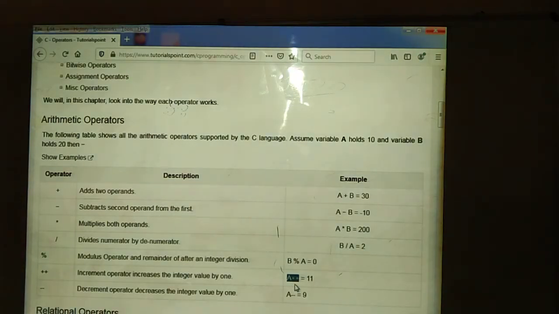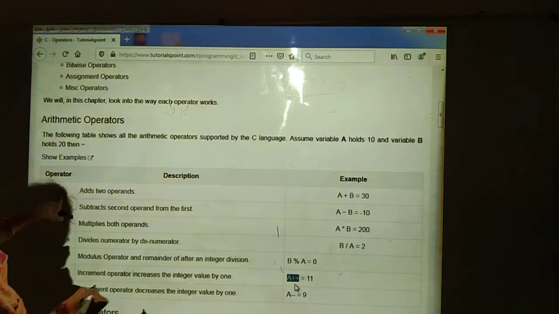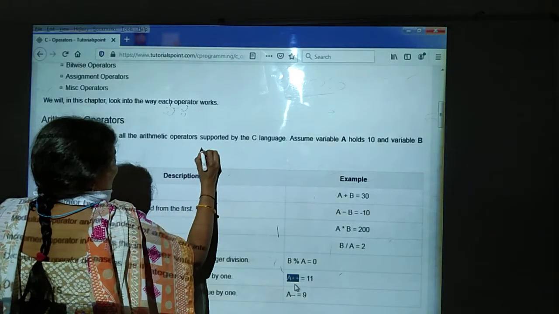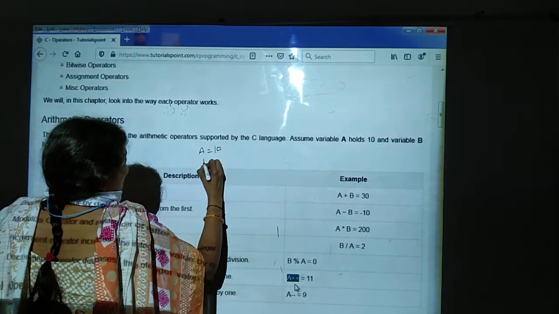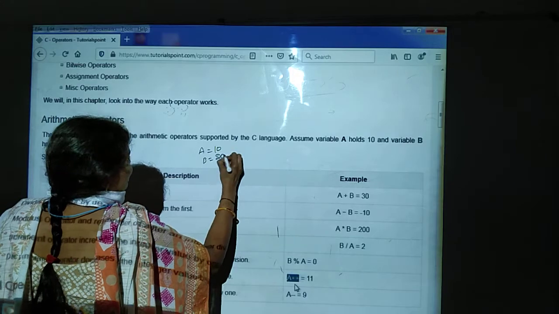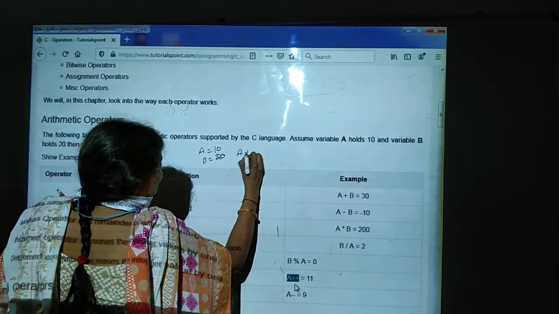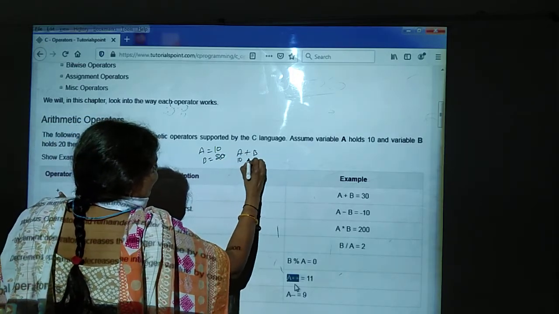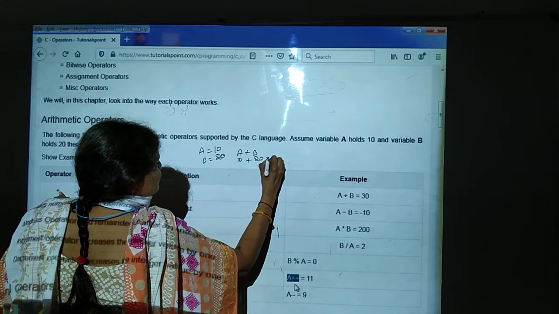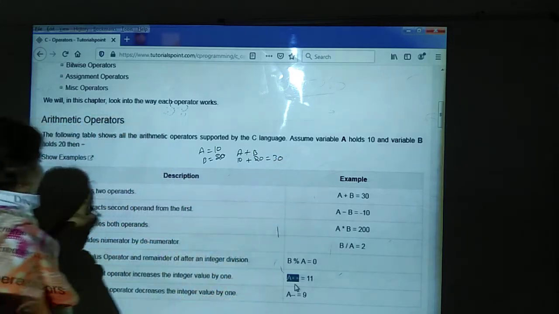What is the use of the arithmetic operators? By using them, we are going to be performing mathematical calculations. First, see how we add by using the plus symbol. A equal to 10, B equal to 20. We are going to perform A plus B, which means A has 10 and B has 20, so we are going to get 30.